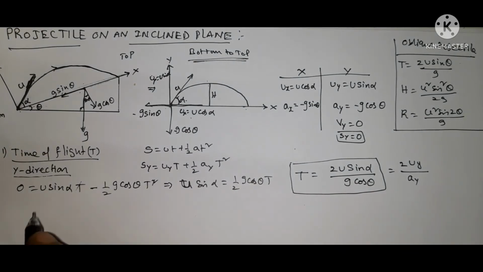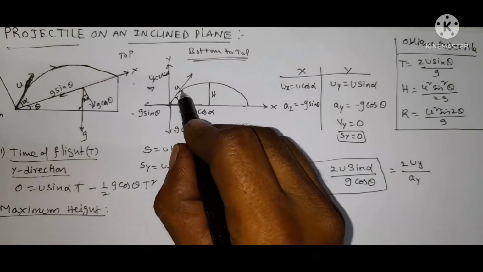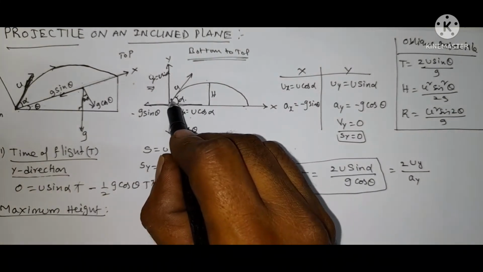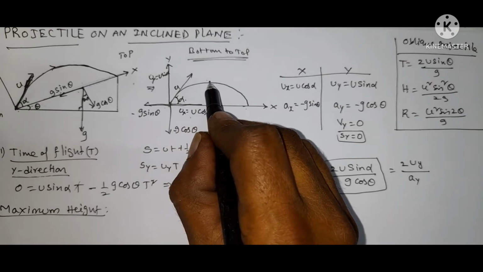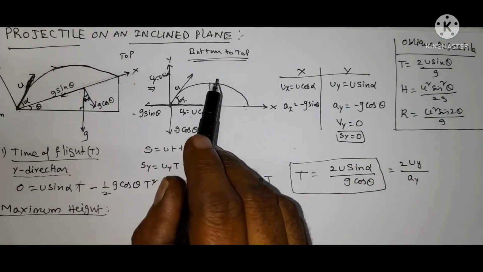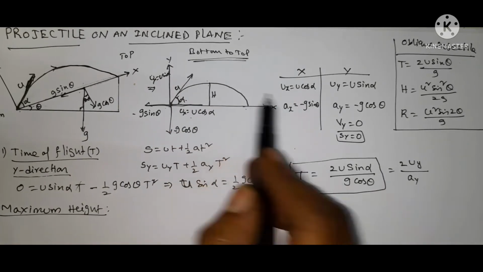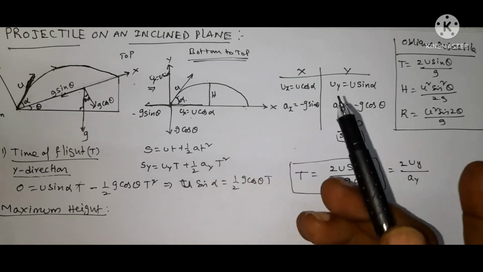Next will be the maximum height. How can you derive the maximum height? Point number 2, that is maximum height. Maximum height means where the vertical velocity becomes 0. An object goes like this, and velocity will be decreasing. At this particular point, the maximum height, the vertical velocity will be 0. That is the horizontal velocity in general. While going in the downward direction, velocity gradually increases. When it reaches the bottom, the velocity will be the maximum.